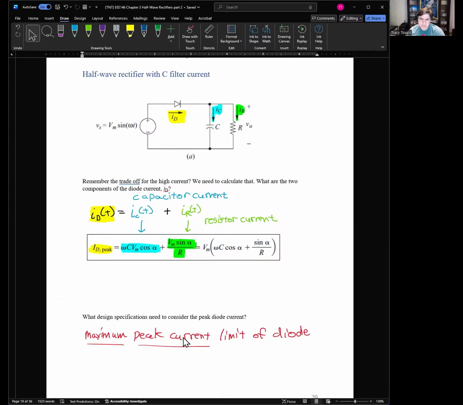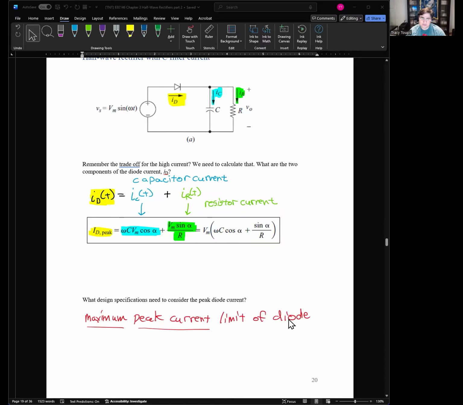Well, you need the maximum peak current limit of the diode itself. So when you go buy this at a store or online, there's literally going to be a maximum peak current that this diode can handle. And if you don't have this maximum peak current and you have a smaller diode, when you initially start charging the capacitor, that huge inrush of current, you might end up burning up the diode and then your circuit doesn't work anymore. Okay, so you absolutely have to pay attention to the peak current and size your diode accordingly.